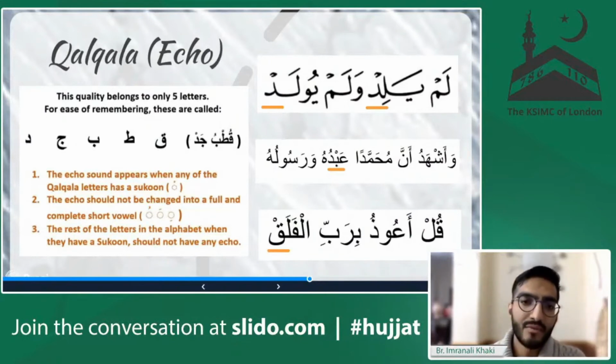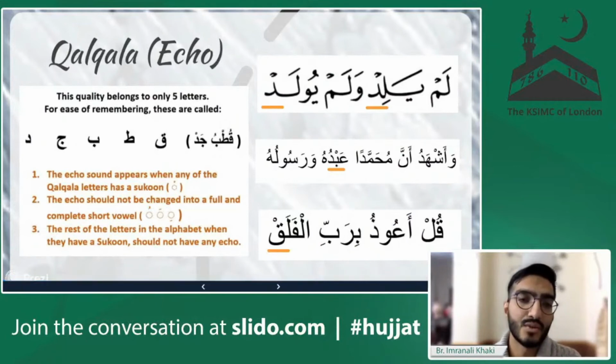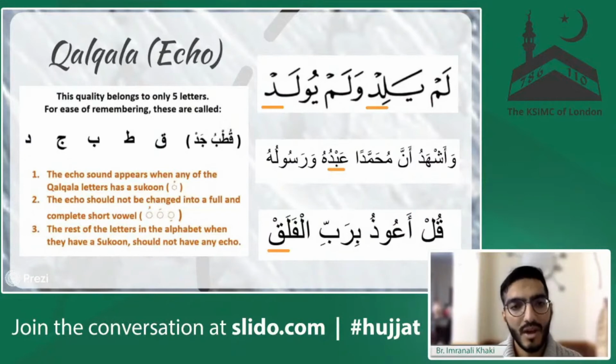And the examples we gave from Surah Lam yalid, dal has a sukun, so you echo it. Lam yalid wa lam yulad. Ashhadu anna Muhammadan abduhu wa rasuluh. Or Surah Qul a'udhu bi rabbil. So there's a slight echo, just so that you can pronounce it better. But it should not go into falaqa, should not be falaq.